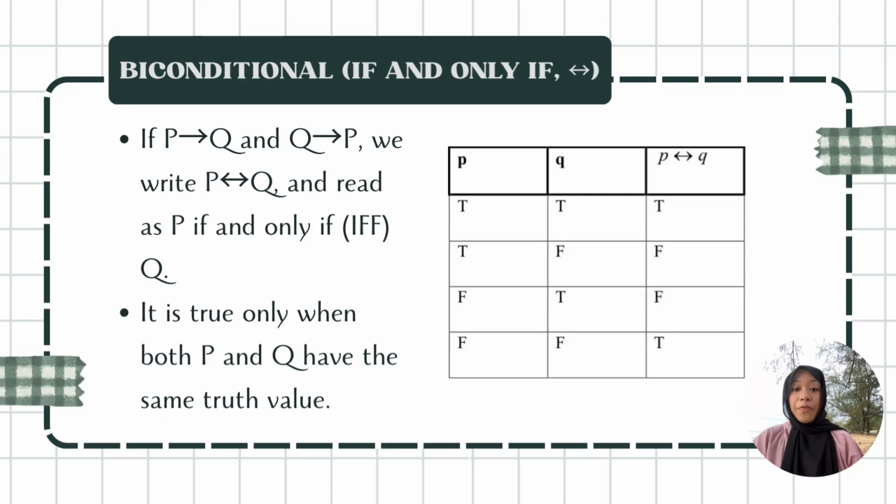The last one is biconditional, if and only if, with a symbol like a double arrow. If P implies Q and Q implies P, we write it as P if and only if Q, and read it as P iff Q. It is true when both P and Q have the same truth value.